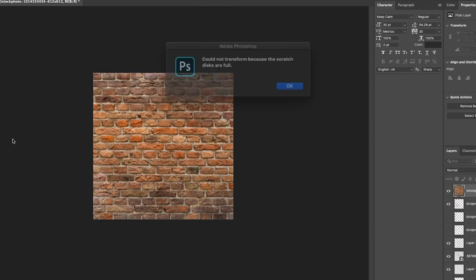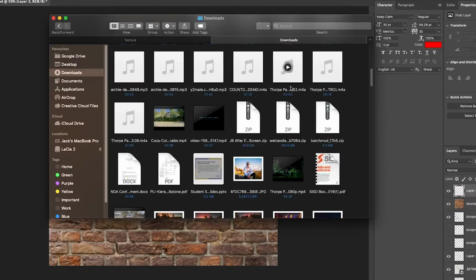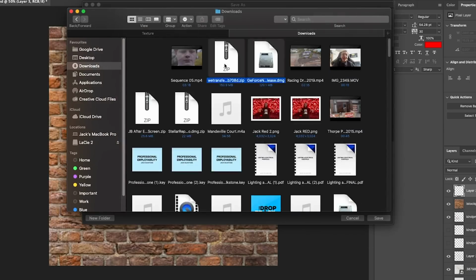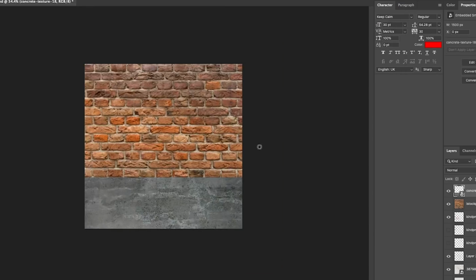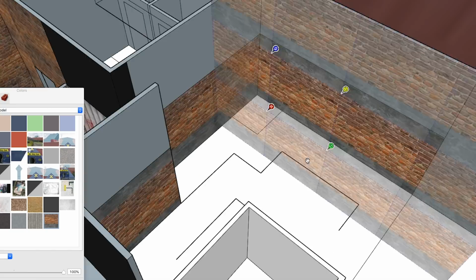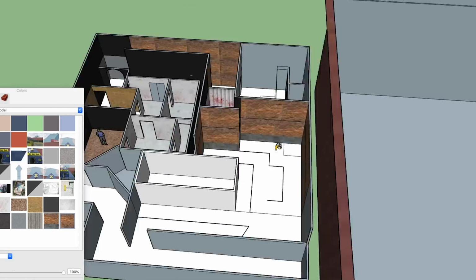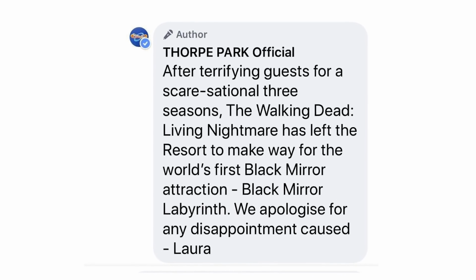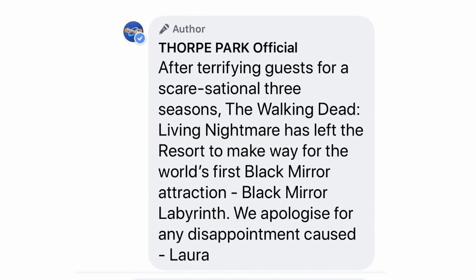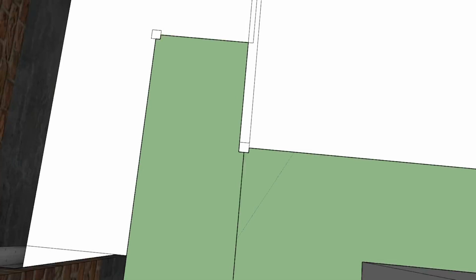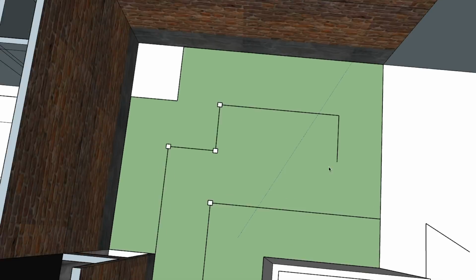This year will always stand out for me though, as we were lucky enough to actually film a behind the scenes video in the maze, so that will always be a very fond memory. By the end of Fright Nights 2019 though, it was widely agreed that Living Nightmare had had its time at the park and was ready to leave. And then on February the 25th, 2020, it was confirmed that The Walking Dead Living Nightmare would be replaced by Black Mirror Labyrinth. So there we have the entire history of The Walking Dead Living Nightmare.